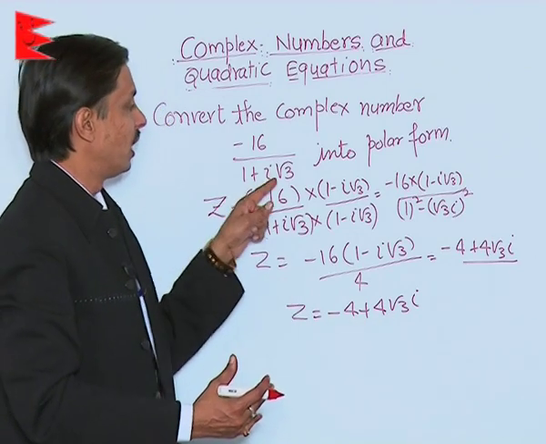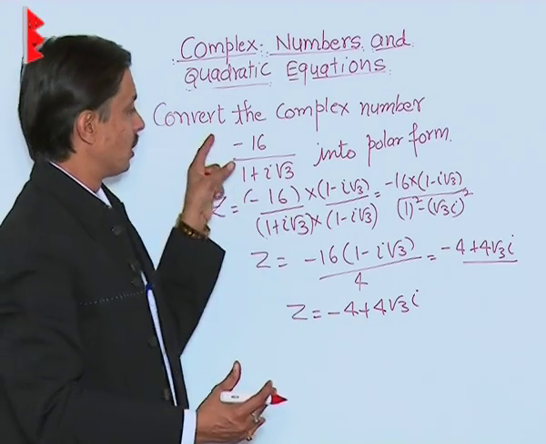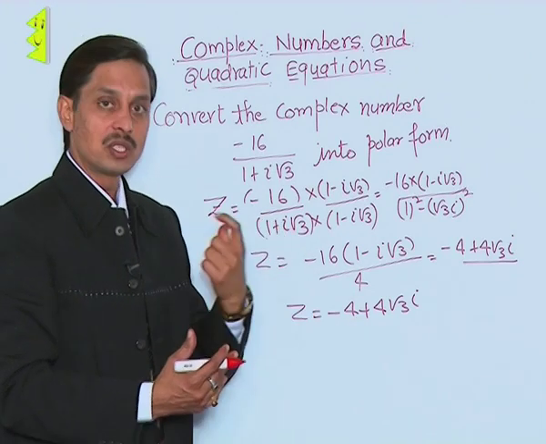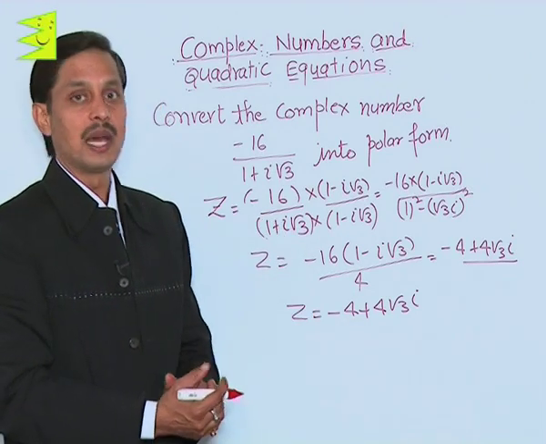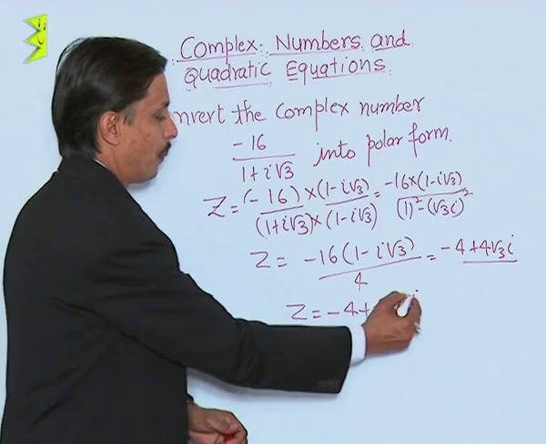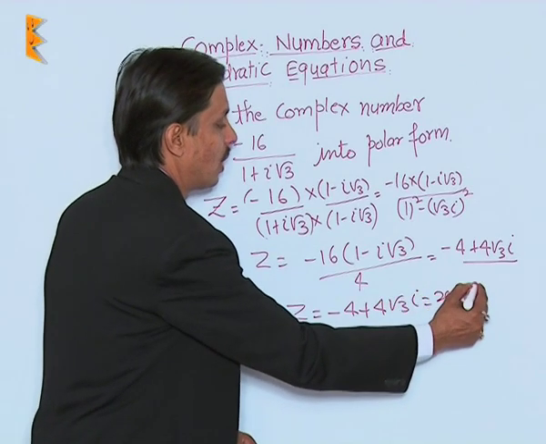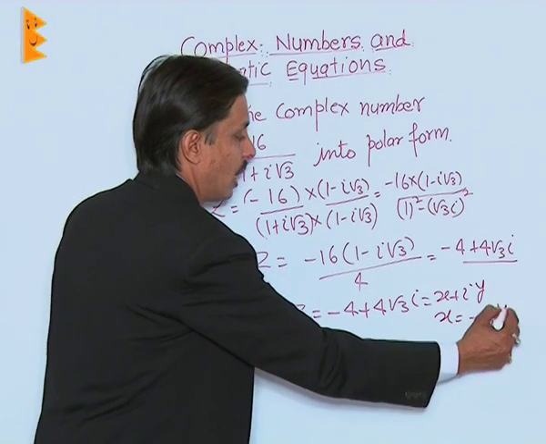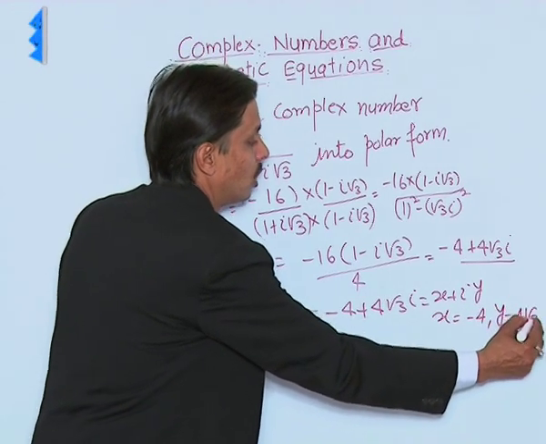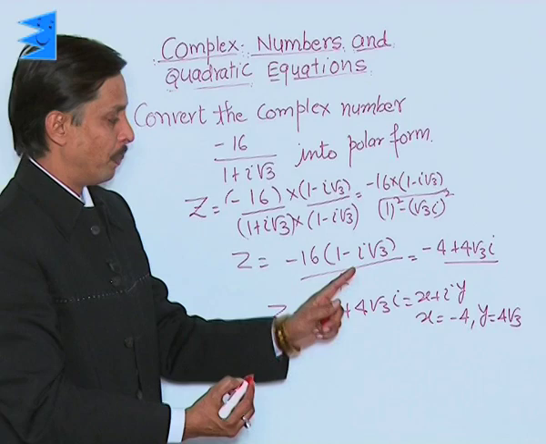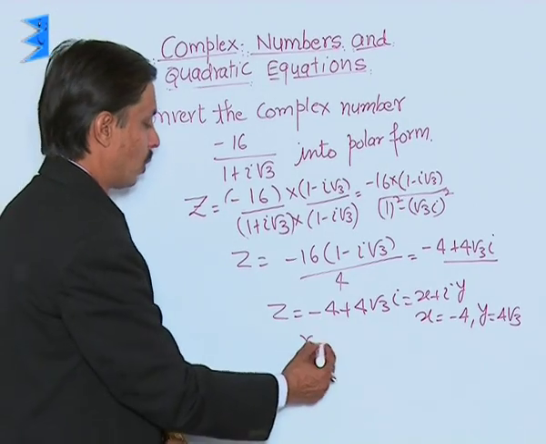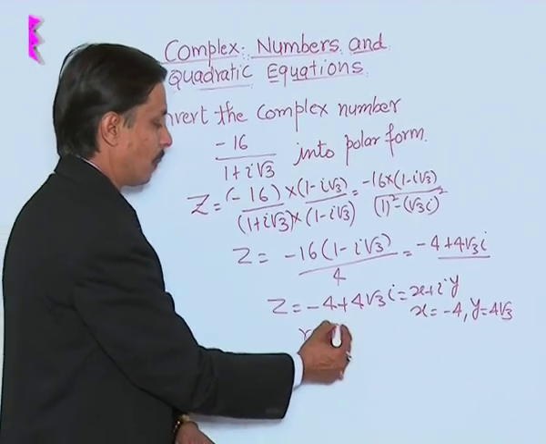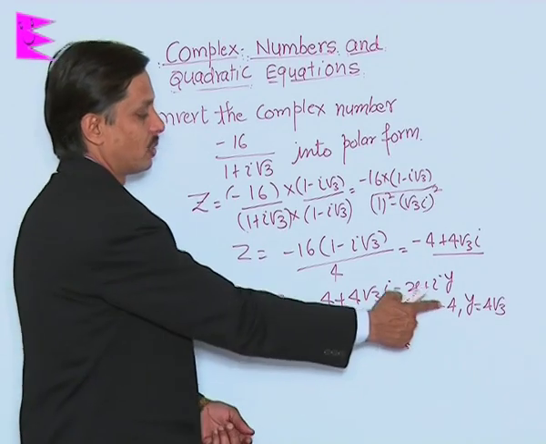First of all, what we did, we converted the complex number into its standard form x plus iy. If I compare it with x plus iy, I will notice the value of x is -4 and y is 4 root 3. So basically first I need to calculate r. This is real part square plus imaginary part square.